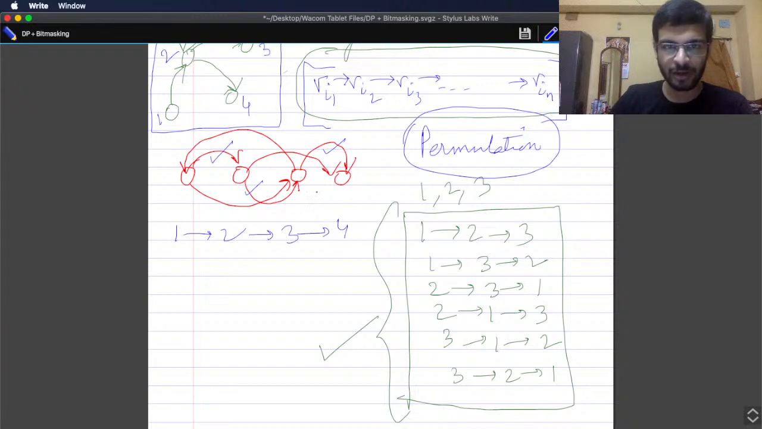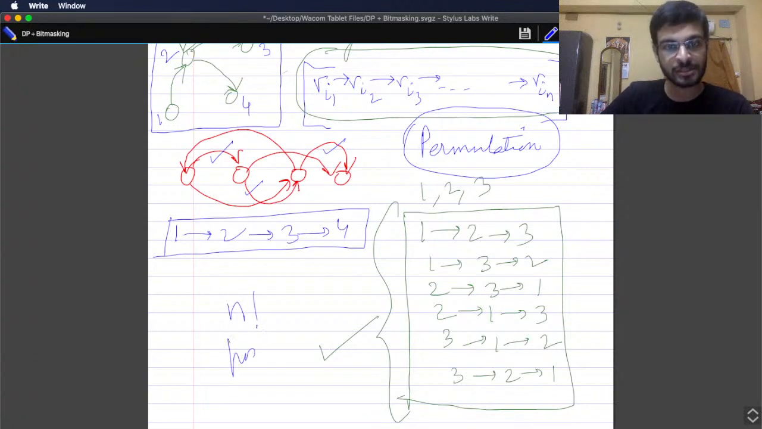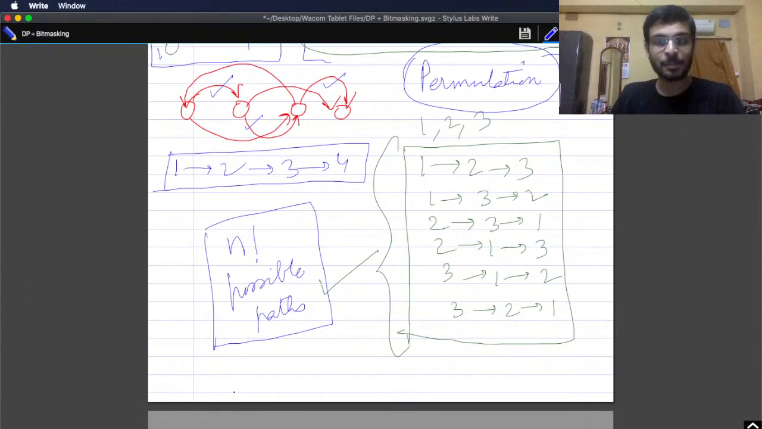Suppose in this kind of a graph, what can I say? That 1, 2, 3 for this particular permutation is possible to draw. Yeah, so they are right. If we have n vertices, then there are n factorial possible paths. They may not exist in our answer. They may not be called Hamiltonian paths.